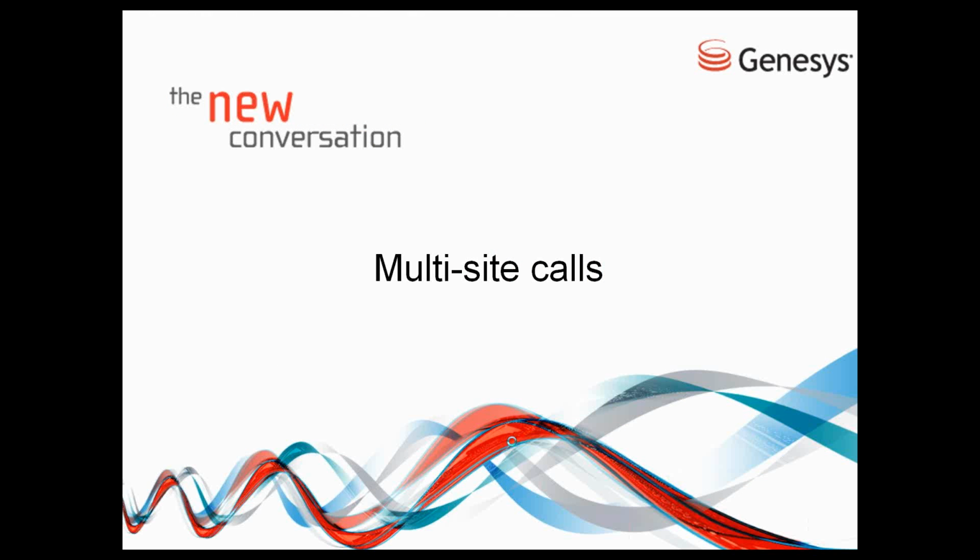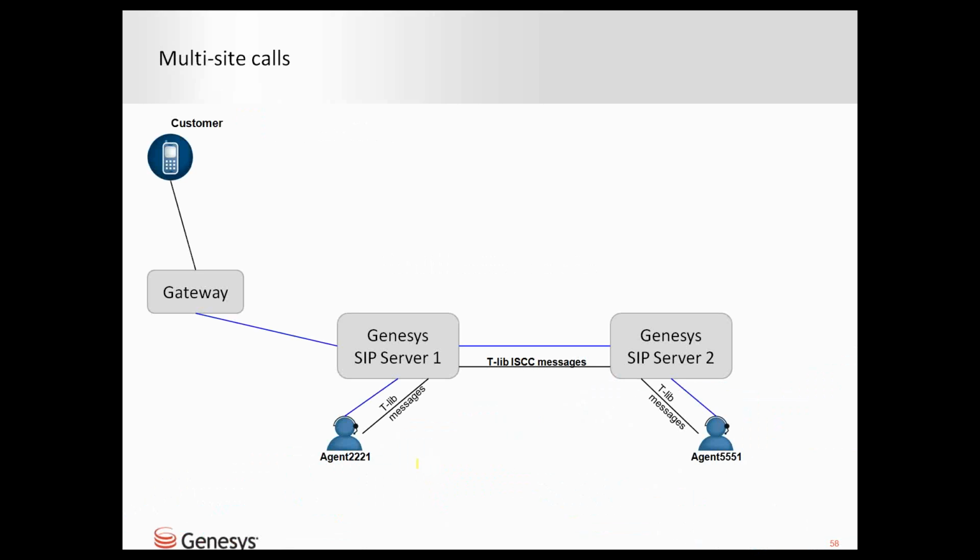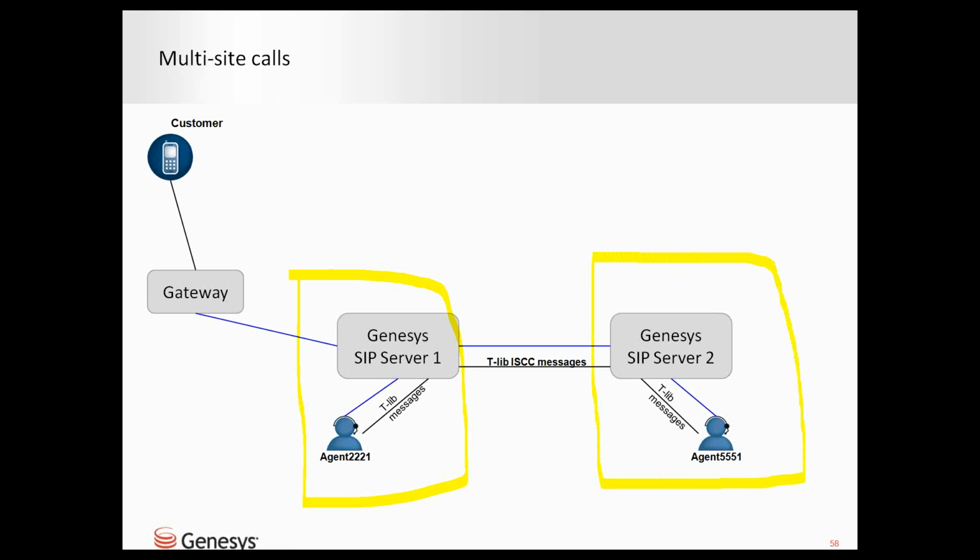So moving on to multi-site calls. With Genesys SIP Server 1, you've got one SIP Server. This is single site, and now you may be having a second site with Genesys SIP Server, or you may be having some other T-Server connecting to a third party PBX. It can be an IP PBX or it can be a normal PBX. If we take the example of SIP Server, you will have TLIB ISCC messages flowing at the TLIB protocol level, and you will have the SIP messages flowing between the SIP Servers.